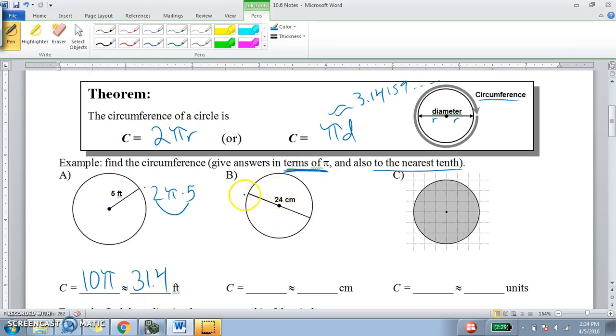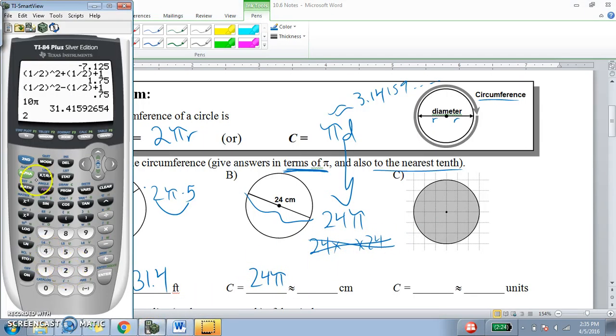Okay. Right here, it gives me the diameter. So if I use this formula, all I have to do is 24 times pi, or pi times the diameter. And we always write pi kind of like a variable. So when we write something like 24x, we would write it as 24x, not x24. So the pi always comes after the number. Okay, so when I type that in, 24 times pi, I get 75.39. So that 3 is going to round up to a 4, so 75.4.